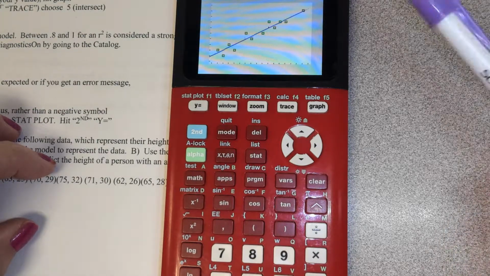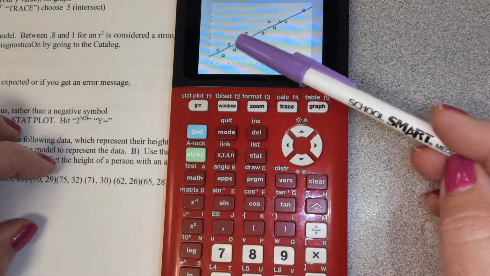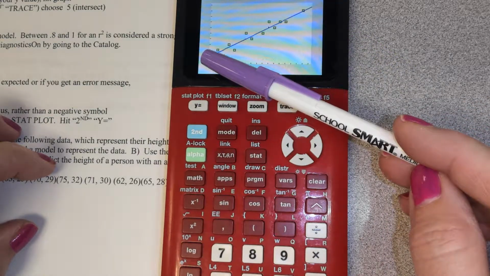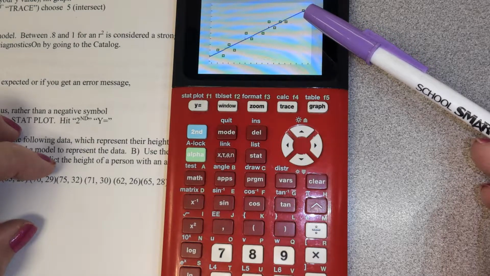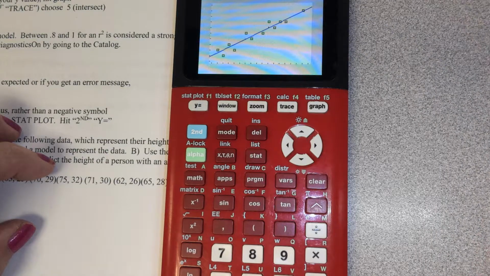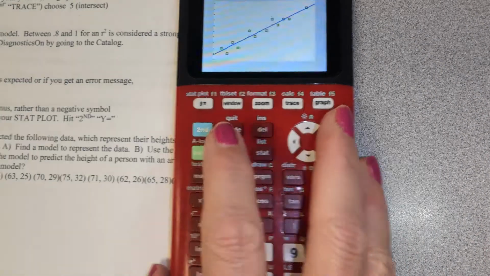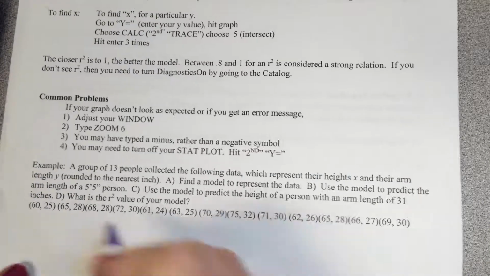So this is the line that best represents our data. It may not even go through any of the points, but it's best representing all the data points. It's averaging all the slopes, it's averaging all the y-intercepts. All right, so we've got that. So now let's answer the questions. Find the model to represent the data.